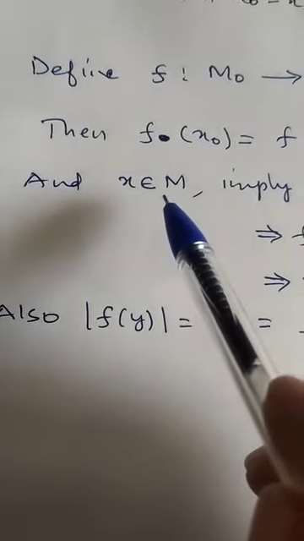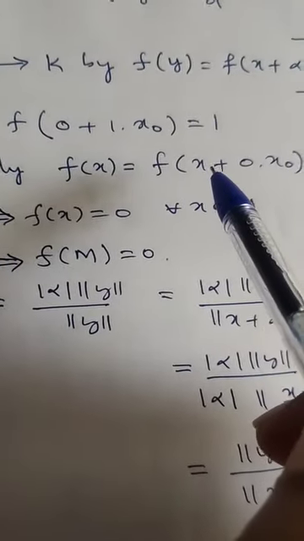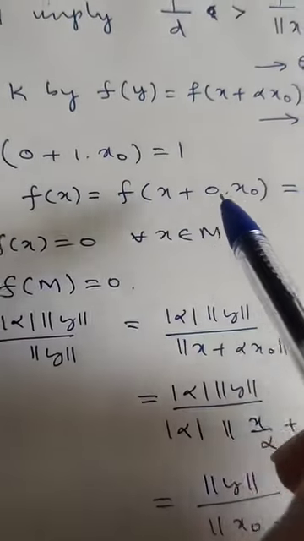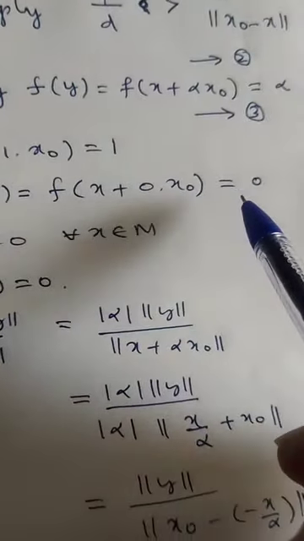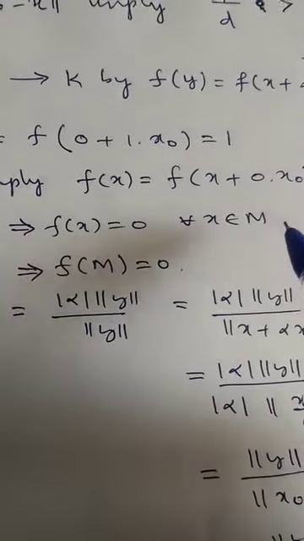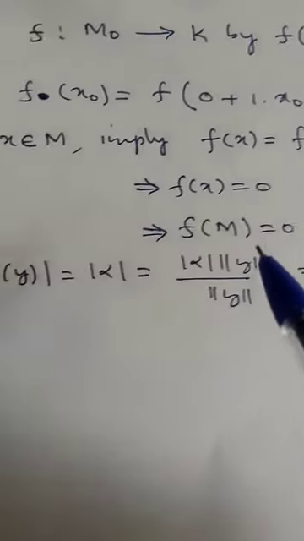And also, x belongs to M implies what? f of x is equal to f of x plus, so here I will take alpha equal to 0, 0 times x naught. This is equal to 0. Therefore, f of x is equal to 0 for every x belonging to M, which implies f of M is also 0.